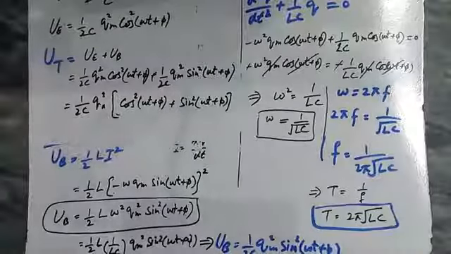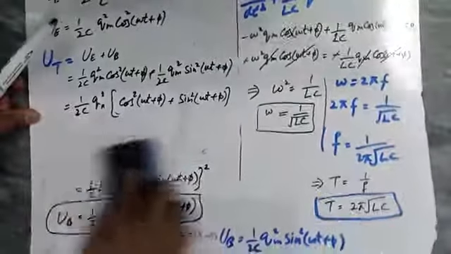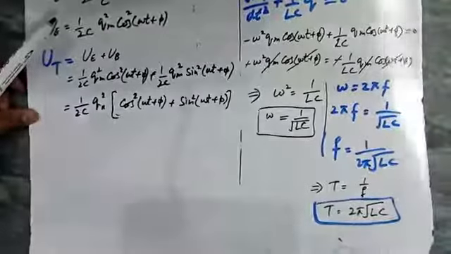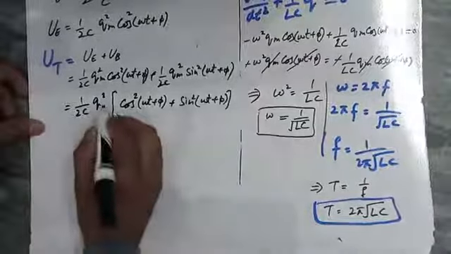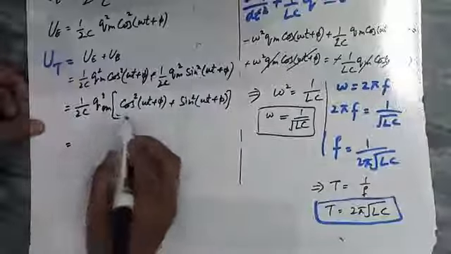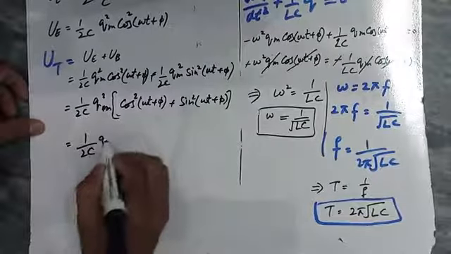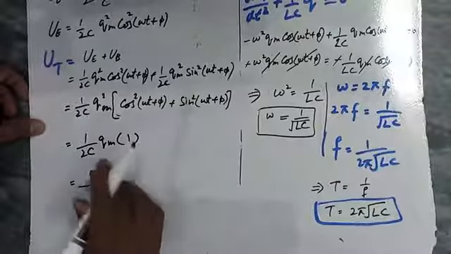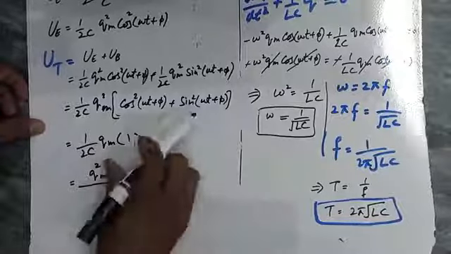And we know that the sum of cos square plus sin square is equal to 1. Hence, our total energy is 1 over 2c qm square into 1. This becomes qm square over 2c.